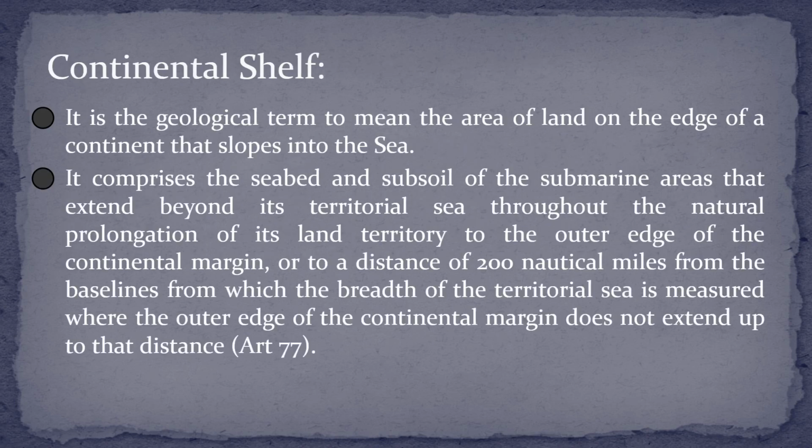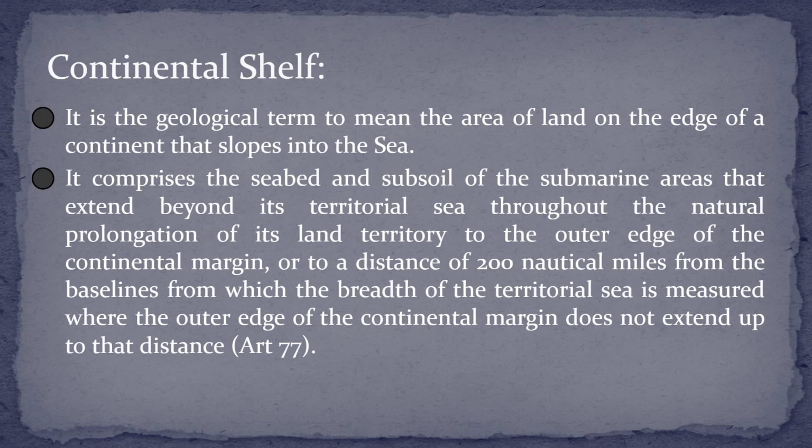Now let's talk about the continental shelf. Continental shelf is the geological term to mean the area of land on the edge of a continent that slopes into the sea. So continental shelf is actually the edge of the continent or edge of the land mass. It comprises the seabed and subsoil of the submarine areas that extend beyond its territorial sea throughout the natural prolongation of its land territory to the outer edge of the continental margin, or to a distance of 200 nautical miles from the baselines from which the breadth of the territorial sea is measured, where the outer edge of the continental margin does not extend up to that distance.